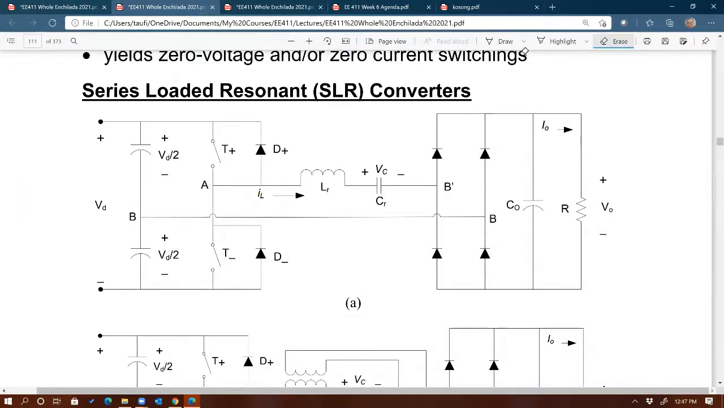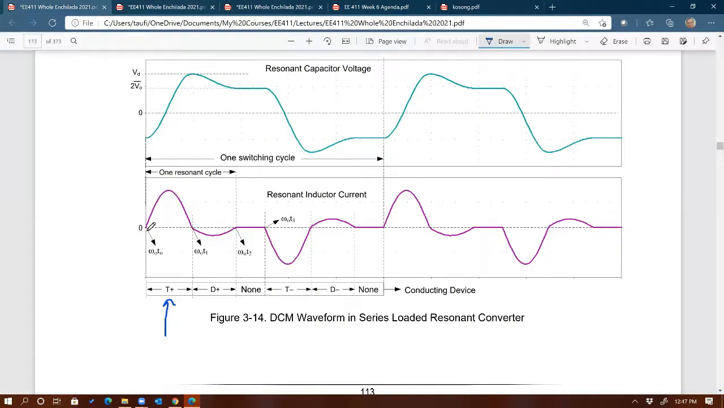If you turn on T plus, that means you are allowing current to go positive, right? You're allowing current to flow through the inductor and capacitor, to be a positive current, aligned with this arrow. So that's why the current resulting from T plus conducting, after you turn on T plus, will be positive inductor current. It's a sine wave because it's a resonance circuit, and the same thing with the capacitor voltage. It also is a sine wave, right there.